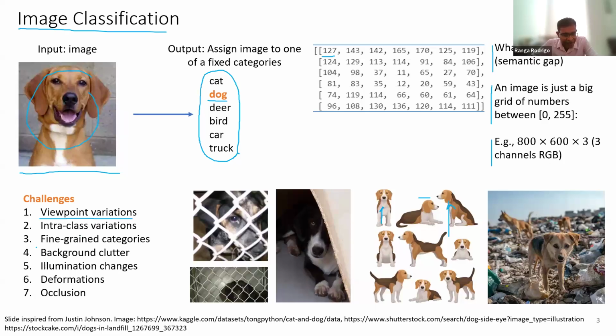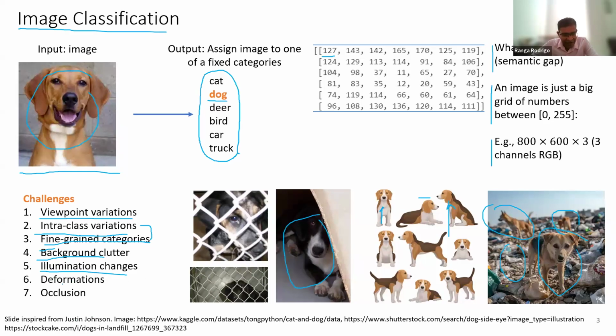Intra-class variations. So you know that there are different types of dogs, right? German Shepherds, Golden Retrievers, Pariah dogs, these types of dogs are there. And fine-grained categories. So each class has different fine-grained categories within that. And the background clutter. You can see here a lot of background clutter. It is very difficult to isolate the three dogs in this with this background clutter. There are three dogs there. And illumination changes. You can see this is quite dark, but there is a dog here.